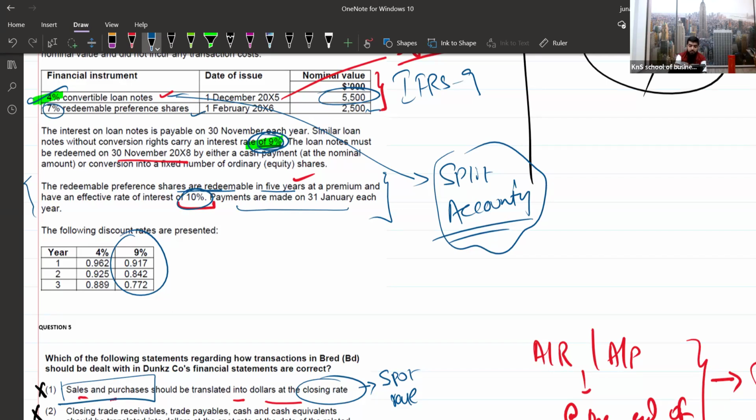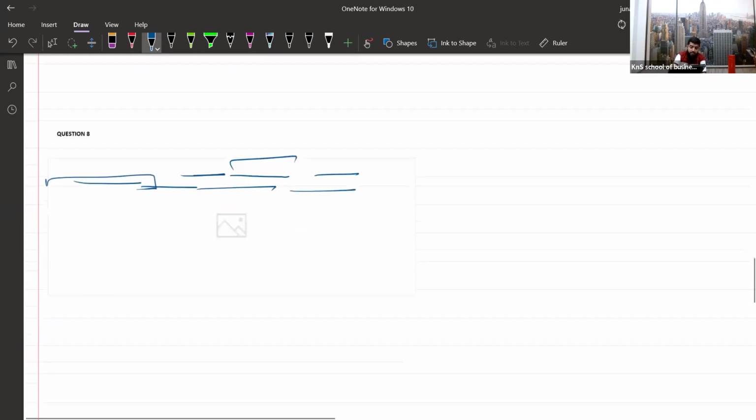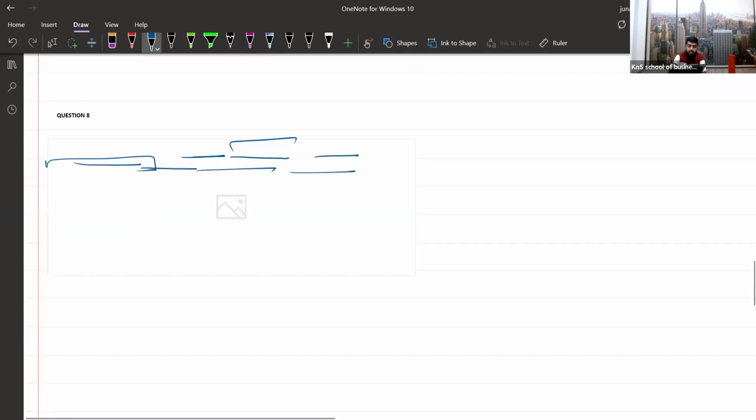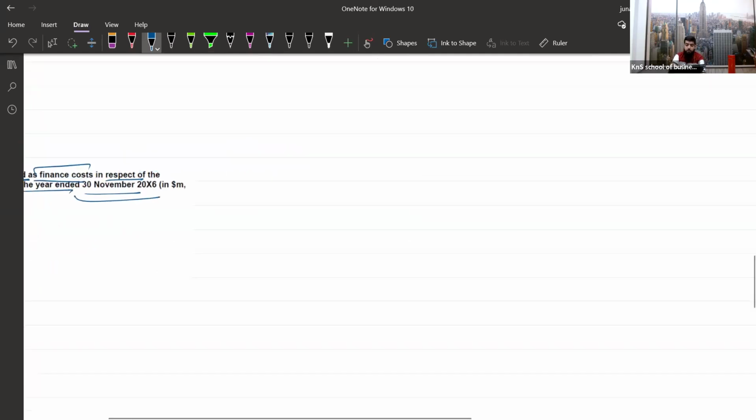And these redeemable preference shares were issued on 1st of February. Now, the first thing you need to consider is, what is the accounting period? The accounting year end is 30th November. Okay. So there are so many dates over here.